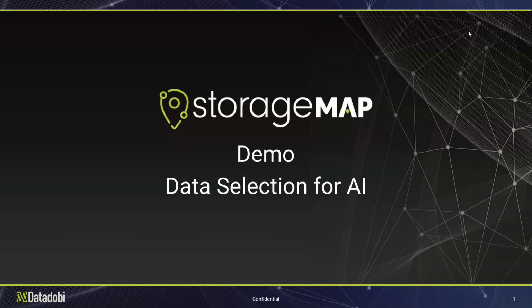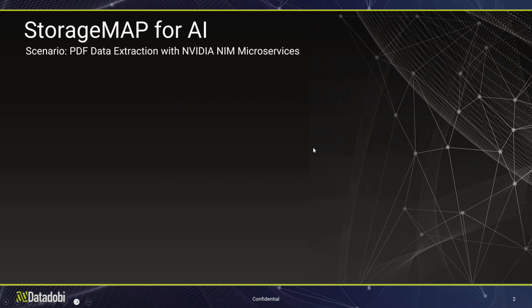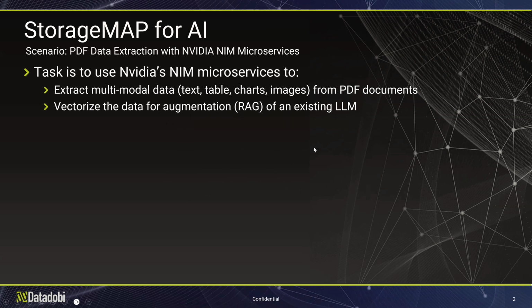In this demo, we will show you how to use StorageMAP to scan and analyze your unstructured environment and find that optimal dataset to use to train your AI model. Then we will copy it over to our AI's landing zone so it can begin its training. The task for this demo is to find PDF documents, extract the multimodal data such as text, tables, and charts, and then begin asking questions about them.